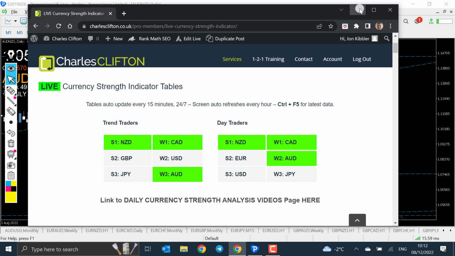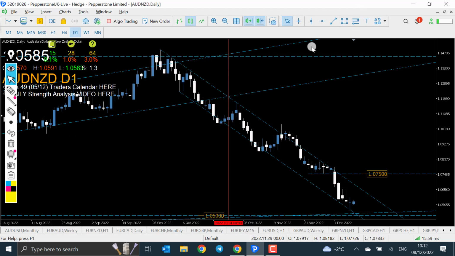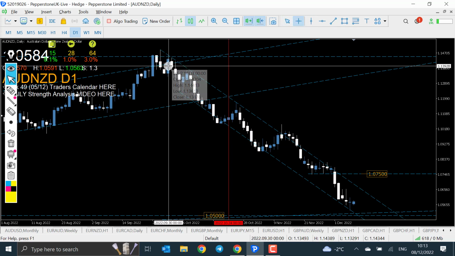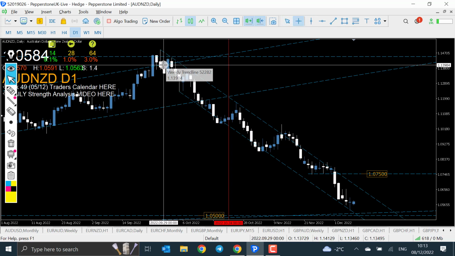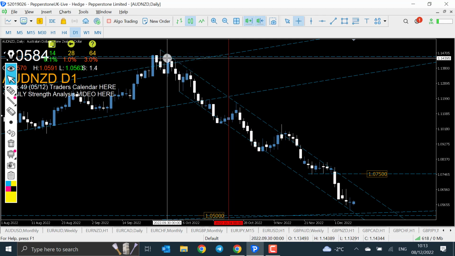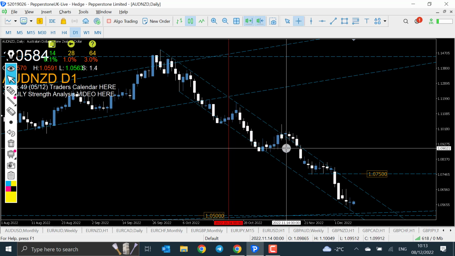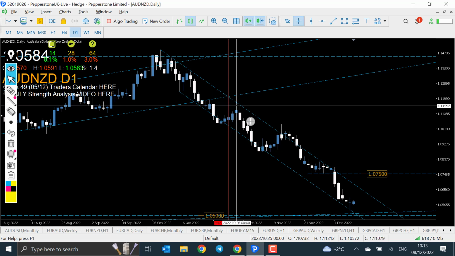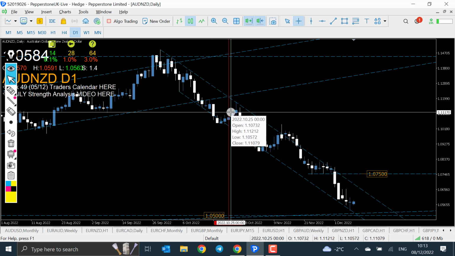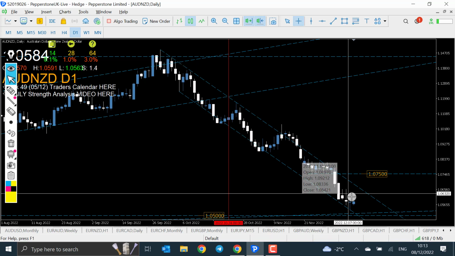If I jump into the Aussie Kiwi chart, you can see this is the daily time frame I've got open right now, and you can see this lovely trend that developed, that started all the way back in September of 2022. From that high around the end of September, price has really done well to create these lower highs and lower lows to the downside, working within this bearish channel here.